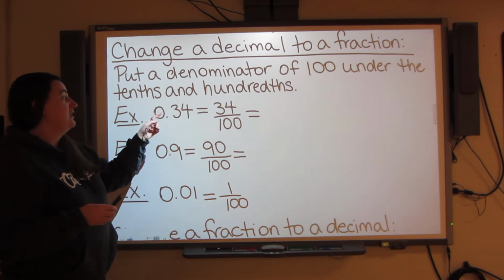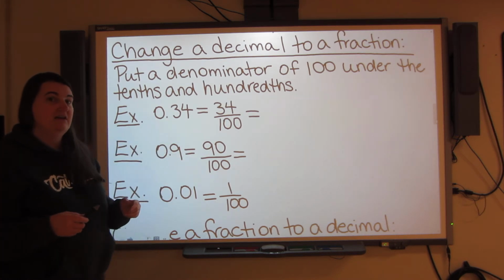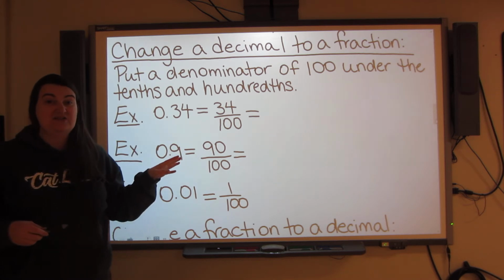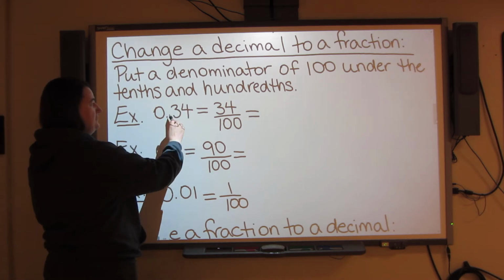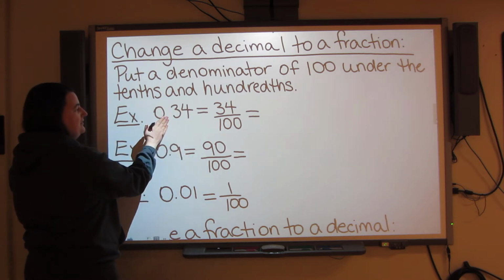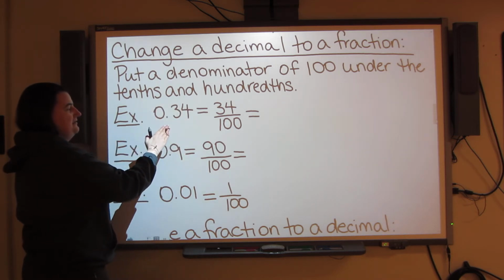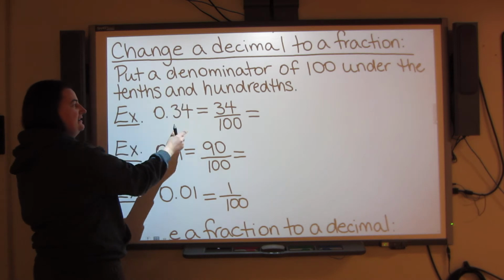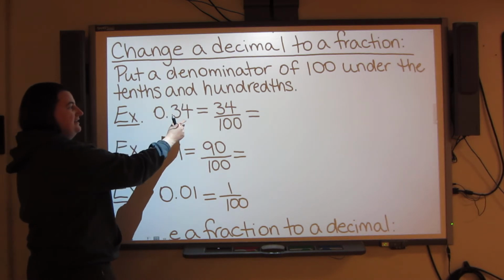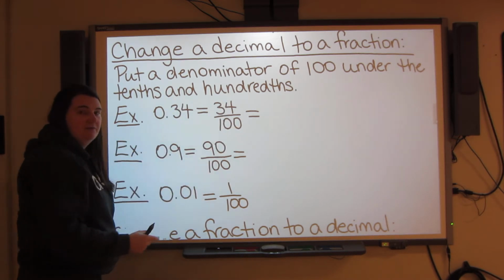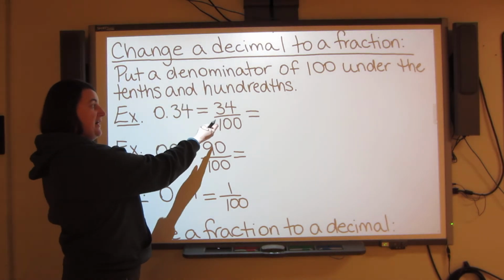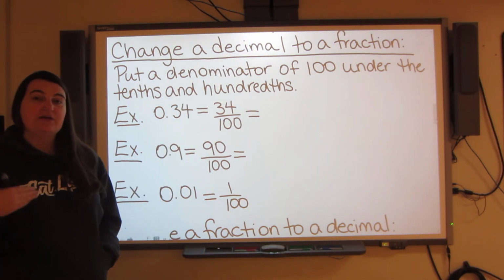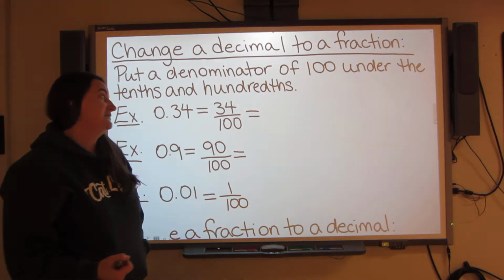I have 0.34 or 34 hundredths. All I need to do to change that into a fraction is put your 100 under the 34. You want to almost ignore the fact that there's a 0 and a decimal there. You're just taking the tenths and the hundredths and you're sticking them on top of 100 to change it into a fraction. So now it's a fraction, and don't forget you always want to do lowest terms.